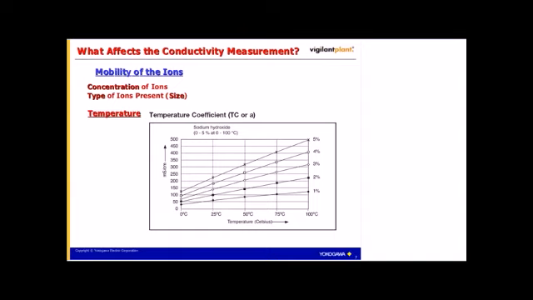Temperature also affects the conductivity measurement. As the temperature of any process increases, it affects the mobility of the ions, causing them to move faster, resulting in a false higher conductivity value. Because of this fact, all conductivity sensors include a temperature element of some sort to compensate the process temperature back to some standard reference temperature, usually 25 degrees C. Without this compensation, any temperature change would appear to us as a change in the conductivity value. And it would be false. It's a temperature change, not a conductivity change.